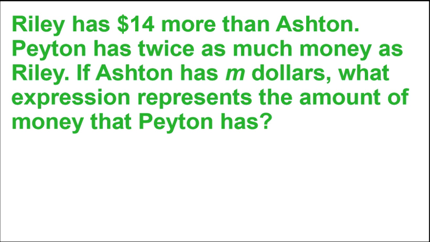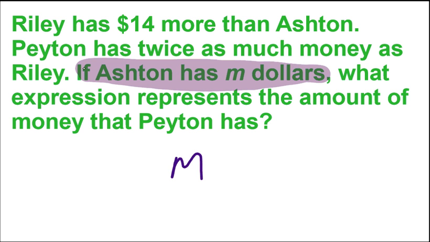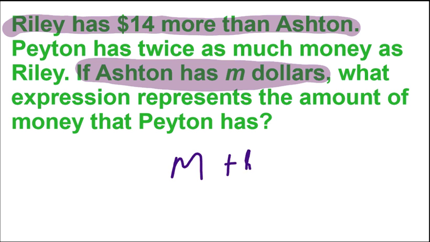So with the more complicated ones like this, what we'll do is start with the variable. The variable is M, and in this case, the variable is Ashton. Ashton has M dollars. The other spot we see Ashton is right here. It says Riley has $14 more than Ashton. How do we show that? Plus 14. So we've got M plus 14. That's Riley's money.